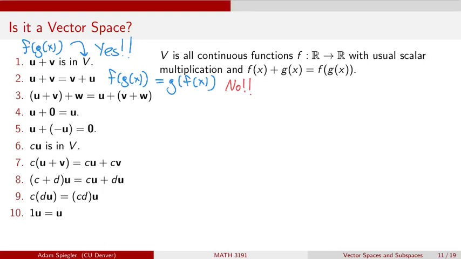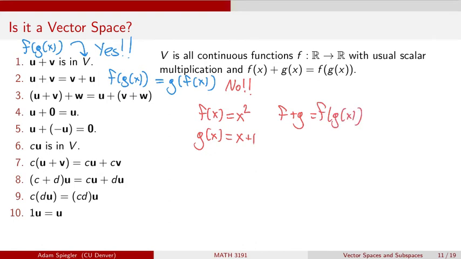And let's take a look at an example. So let's let f of x equal x squared and g of x equals x plus 1. Then if I take f plus g, that would mean I'm going to take the composition in this way. And in this case, I'm going to plug x plus 1 into f, which is equal to (x plus 1) squared. If we were to take g plus f, that means we compose them in the opposite order. And now I'm going to take x squared and compose it with the function x plus 1.